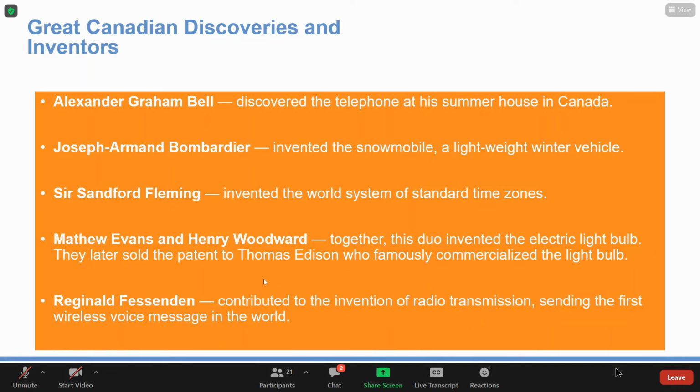And then you have the electric light bulb, which is also quite an important invention, what we're using today in our homes to get some light. And this was done by Matthew Evans and Henry Woodward, which is also another Canadian invention, the light bulb. And then you have the last one here, which contributed to the invention of the transmission of the first wireless voice message in the world.